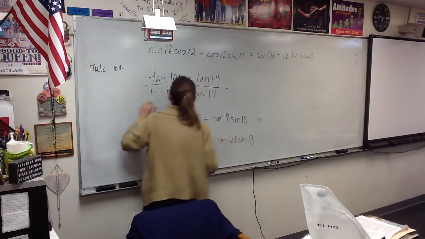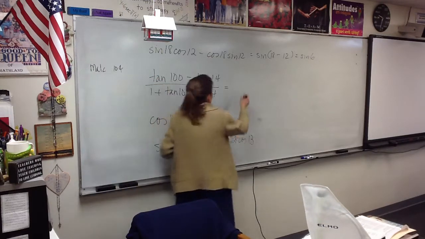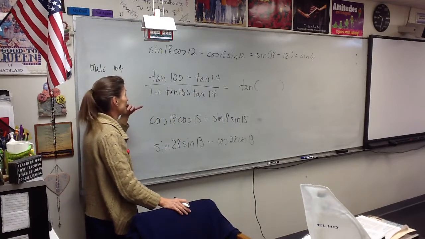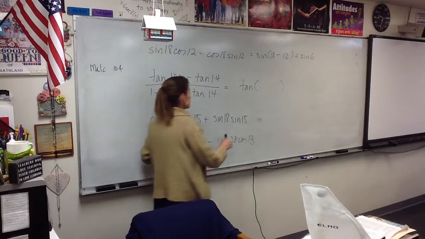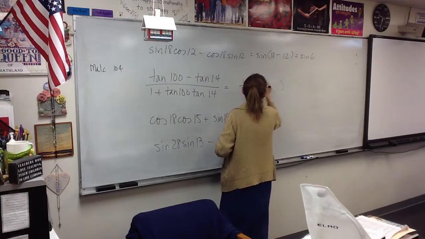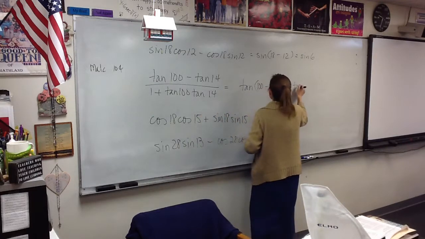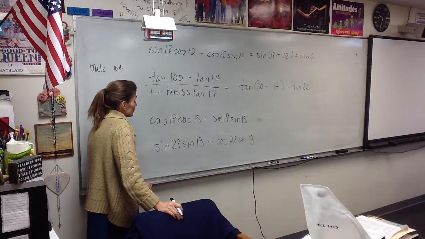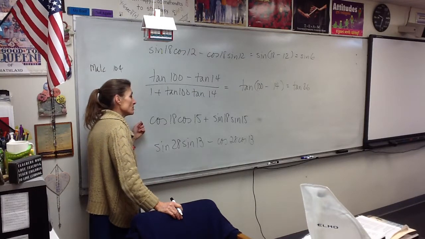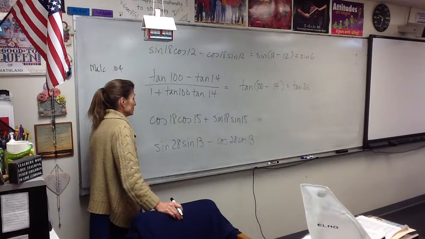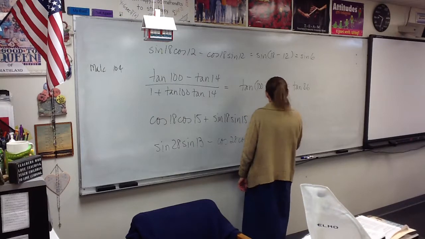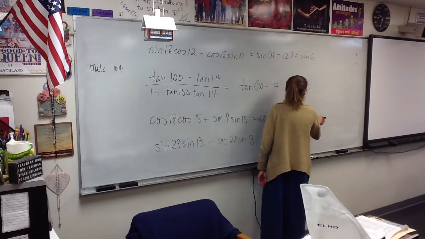Next. Somebody said it's obviously a tangent formula. It is obviously a tangent formula. Is it the plus or the minus? Minus. What's being minused? 114. So this is the tangent of 86. Cosine, cosine, plus sine, sine. Cosine. It's a cosine formula. Negative. 18 minus 15, so this is the cosine of 3.